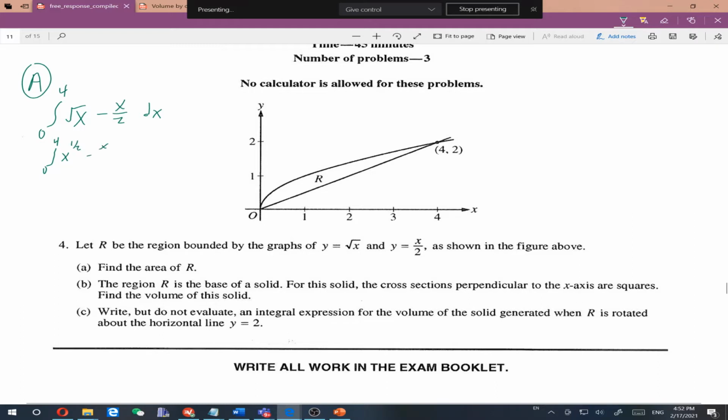Then it will be 2 over 3 times x to the 3 over 2 power minus x squared over 4, from 0 to 4. Alright.